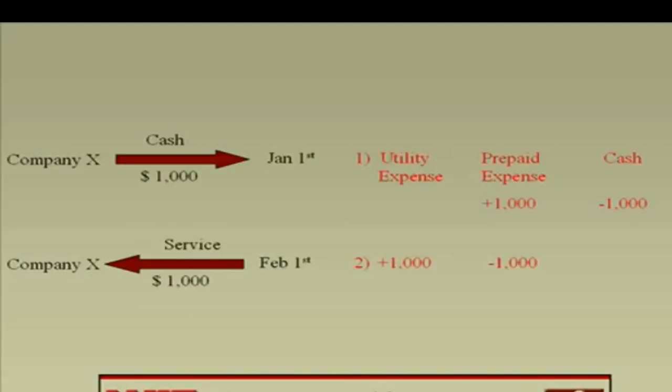The prepaid expense is a temporary account that's treated as an asset until the company receives the service and the bill, and then it gets converted to an expense.